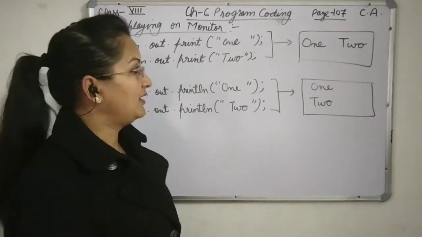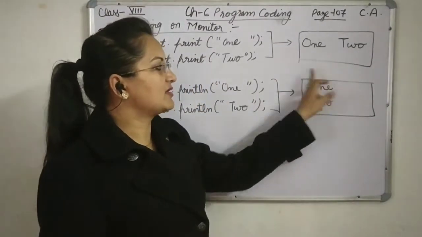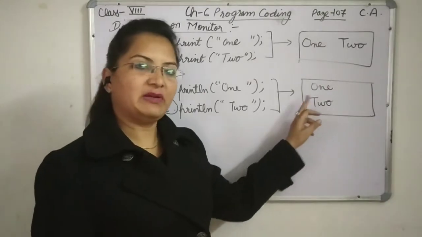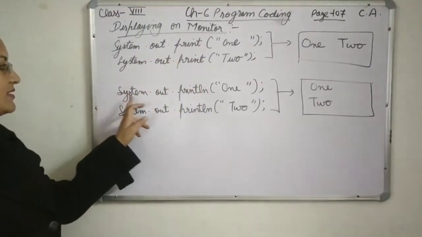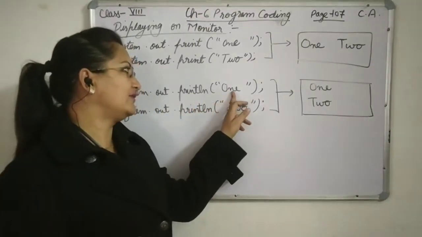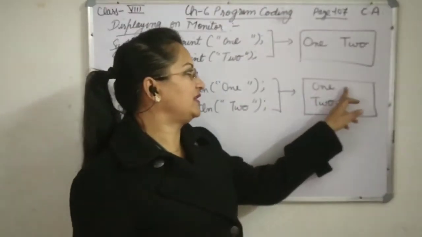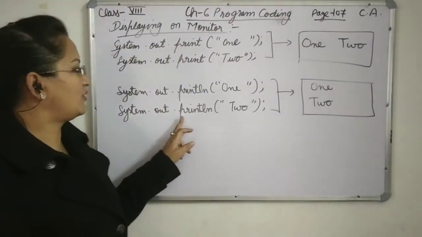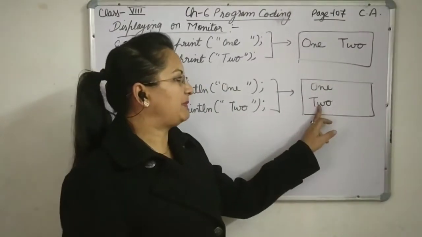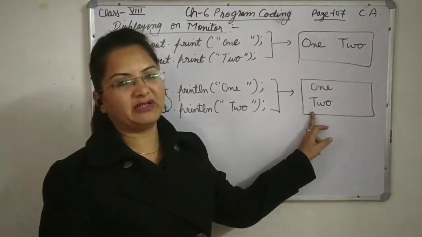Println means after printing something, the cursor will go to the next line. Then we'll print something and the cursor will go to the next line. So system.out.println, then 1 here. After printing the 1, the cursor will come here in the next line. Then system.out.println 2. 2 will be printed and the cursor will appear here below 2.